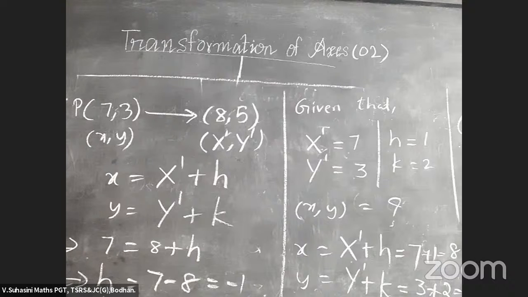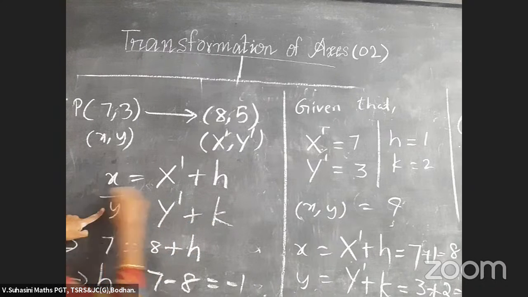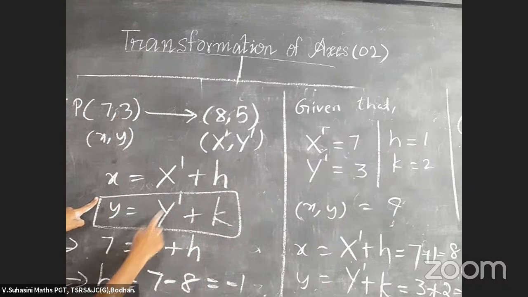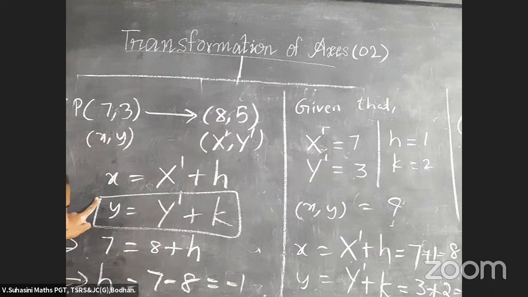And what is k? What is (h, k)? k is y minus y dash. I just substitute in the relation of y. What is y? 3, which is equal to y dash, that is 5, plus k. This implies k is equal to 3 minus 5, that is minus 2.